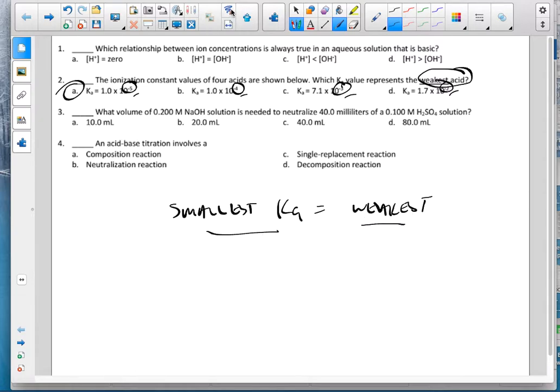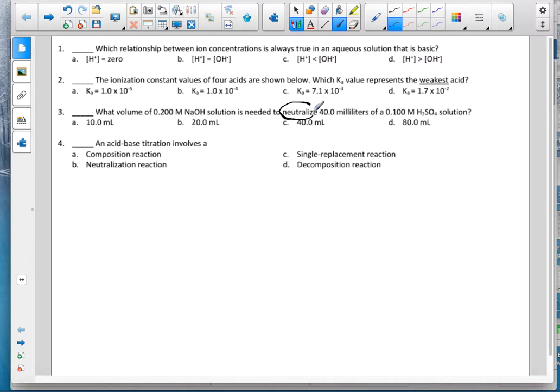If you look at number 3, 3 is asking about neutralizing. Remember the formula MaVa is equal to MbVb. And then you pay attention to the number of the OHs in the formula and the number of H3O pluses. That's how we calculate this.